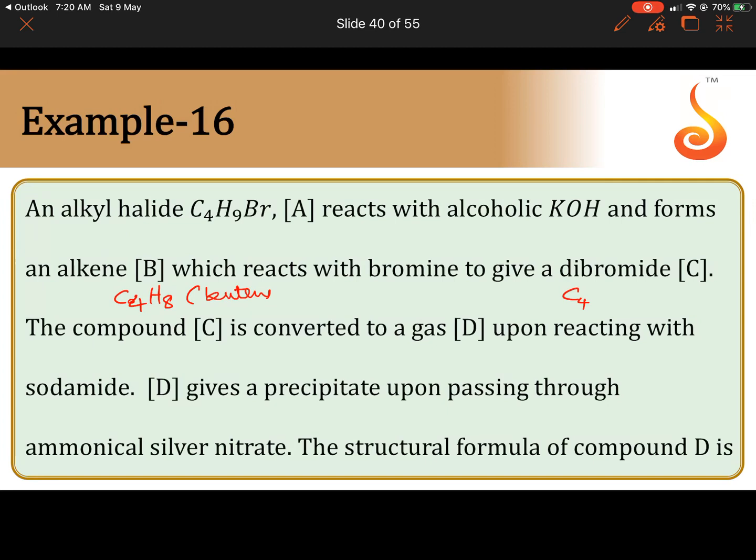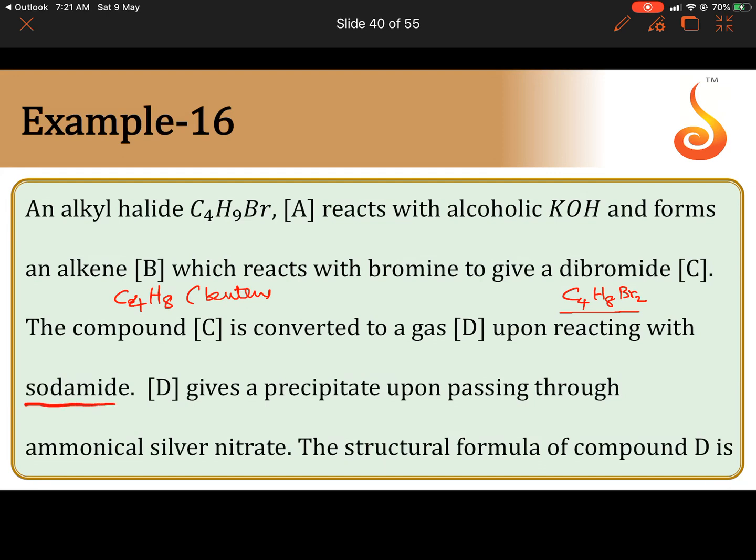So C4H8Br2, 1,2-dibromobutane is the product C. The compound C is converted into a gas D upon reacting with sodamide.